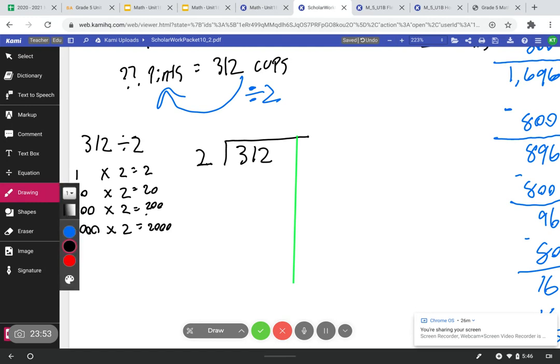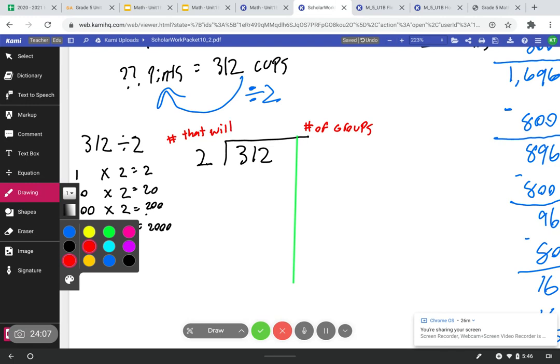So let me write that down. Remember that this is the number of groups. And the divisor, that's the number that will be in each group. So each group will have 2. So if I make 100 groups, 100 times 2, that equals 200.